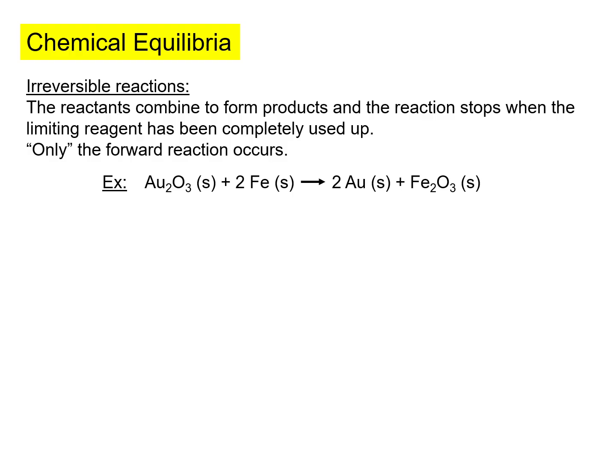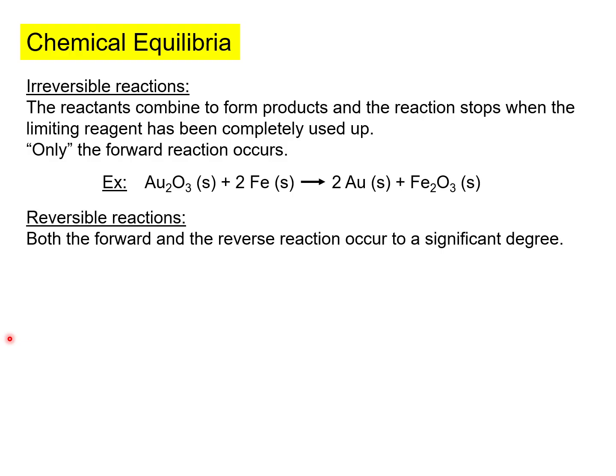So in the example, we have the single replacement reaction between gold 3 oxide and iron to form gold metal and iron 3 oxide. Now, if you remember the activity series, gold is at the bottom of the activity series, and iron is above it. So that means that while iron is capable of replacing gold in a compound, gold cannot replace iron in a compound. Its activity is too low. So this is an example of a reaction that only goes in one direction.